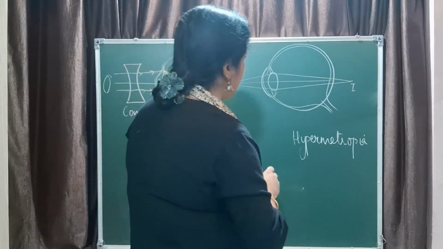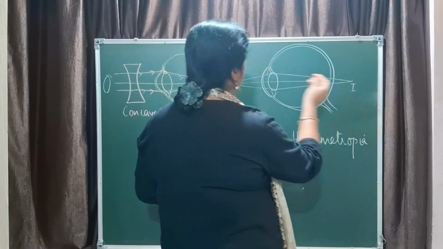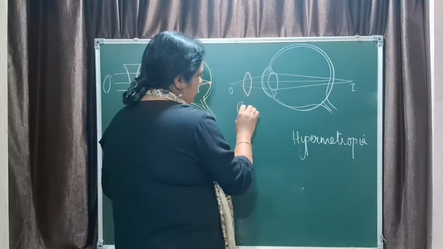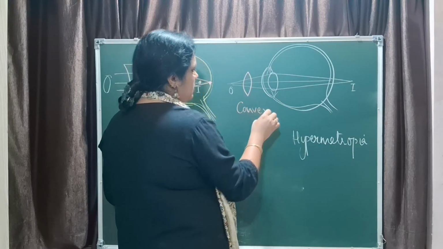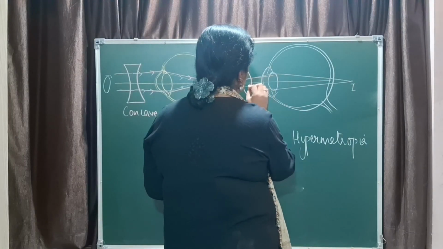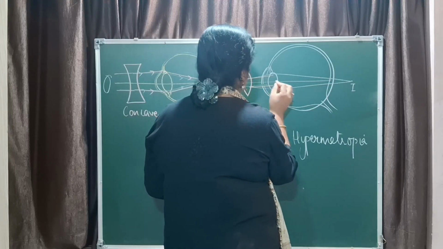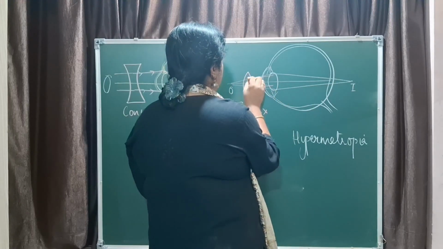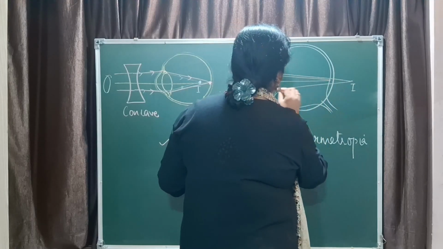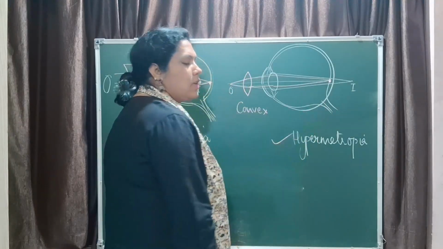So in case of hypermetropia, what is happening? The image is formed beyond the retina. So here the lens used is a convex lens. You know that a convex lens is a converging lens. So what it does is it focuses the light a little bit towards the center, and the image is formed on the retina. So the vision is corrected.